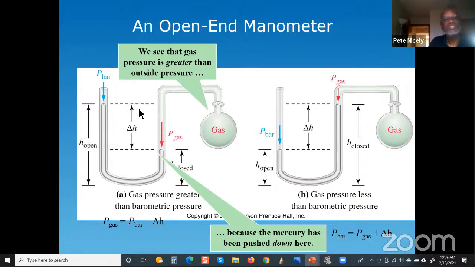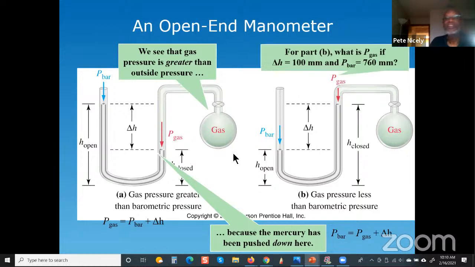And the difference between this pressure and this pressure would be represented by the height difference between the two mercury levels. So therefore, that's the reason why the relationship between P gas, delta H, and P bar is given by this equation. P gas will be equal to P bar plus delta H, and that's the equation right here, right? And therefore, you can rearrange this to solve for delta H if you know what the pressure of the gas is and if you know what the barometric pressure is, all right? Okay, so that's one situation on the left.